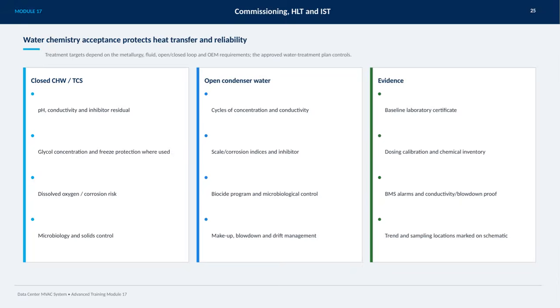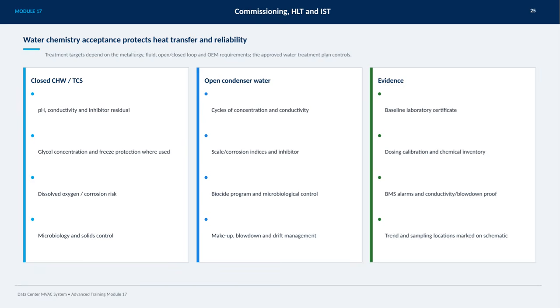On this slide, we focus on the importance of water chemistry acceptance in protecting heat transfer efficiency and overall system reliability. The key idea here is that treatment targets must be tailored based on several factors, including the metallurgy of the components, the type of fluid used, whether the system is open or closed loop, and specific requirements set by the original equipment manufacturer. For closed chilled water and total cooling systems, critical parameters include maintaining the correct pH levels, monitoring conductivity, and ensuring the right concentration of corrosion inhibitors.